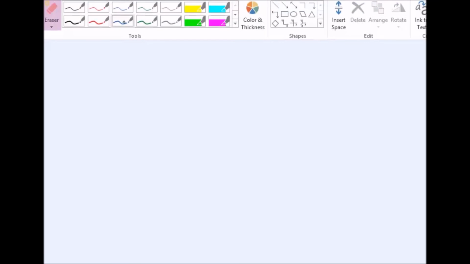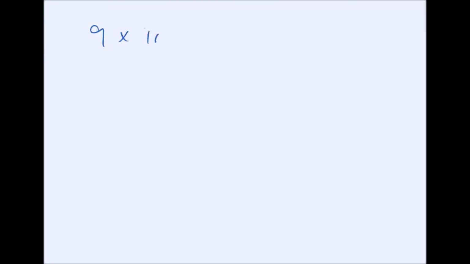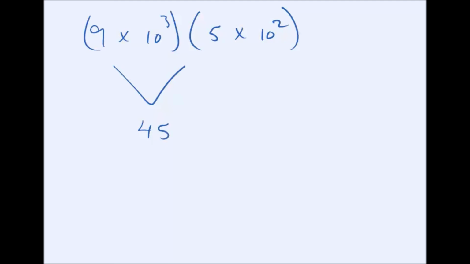In the last part of this video, we'll look at multiplying and dividing numbers in scientific notation, such as 9 times 10 to the third times 5 times 10 to the second power. In order to multiply numbers in scientific notation, you'll first multiply the numbers in front, so 9 times 5 is 45. Then you'll multiply the numbers in the back, so 10 cubed times 10 to the second power. Because those numbers have the same base of 10, you're just going to add the exponents together to get 10 to the fifth power. So 45 times 10 to the fifth power.